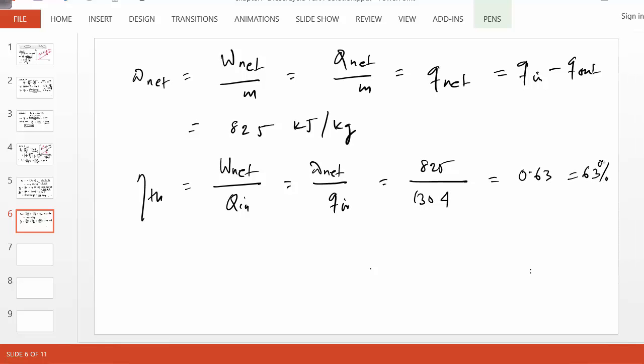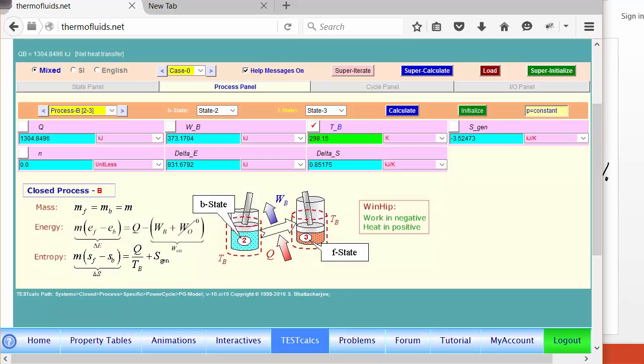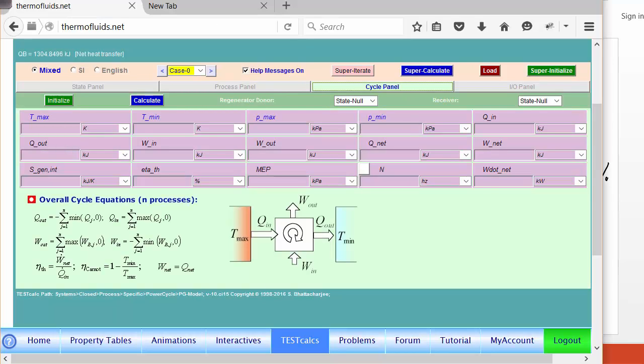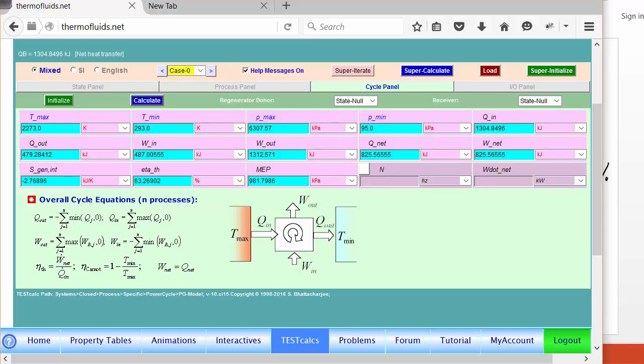We can go to the cycle panel. Because we have calculated all the processes that complete the cycle, all we need is to click a calculate button, and the thermal efficiency is shown to be 63.3%.